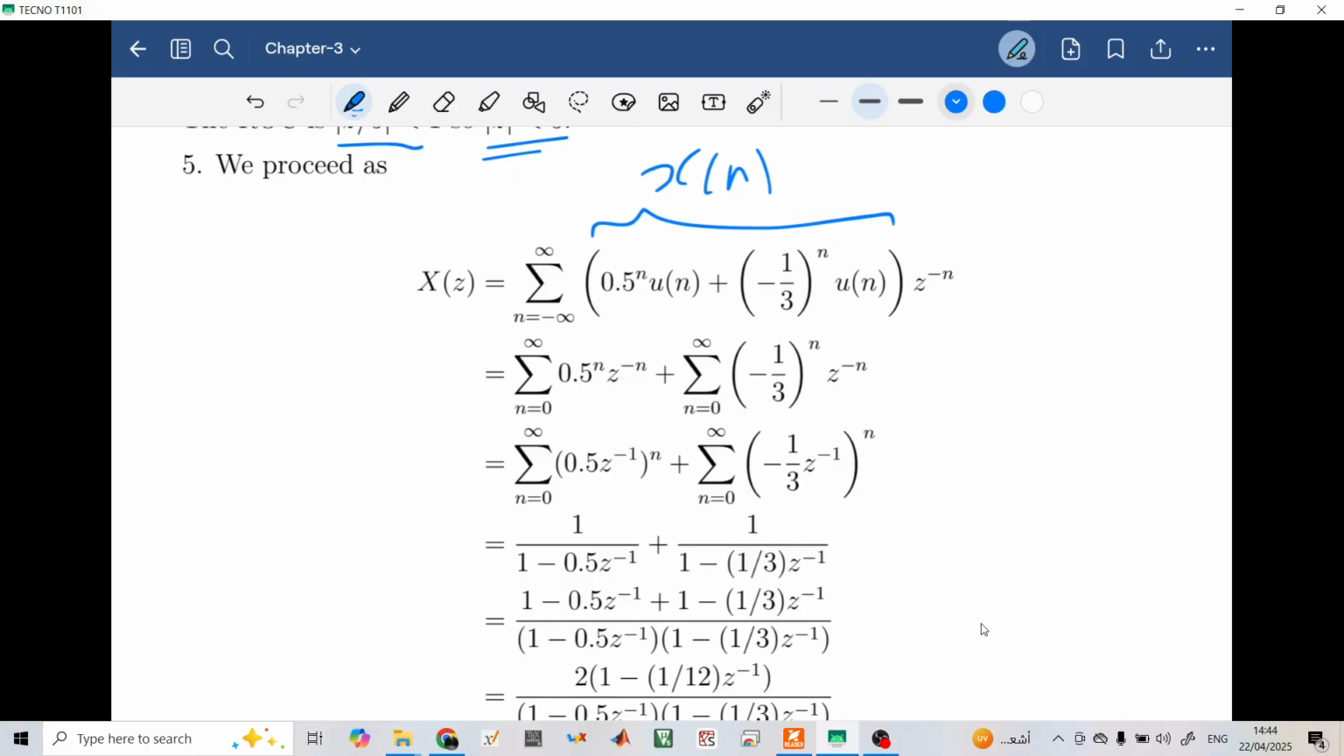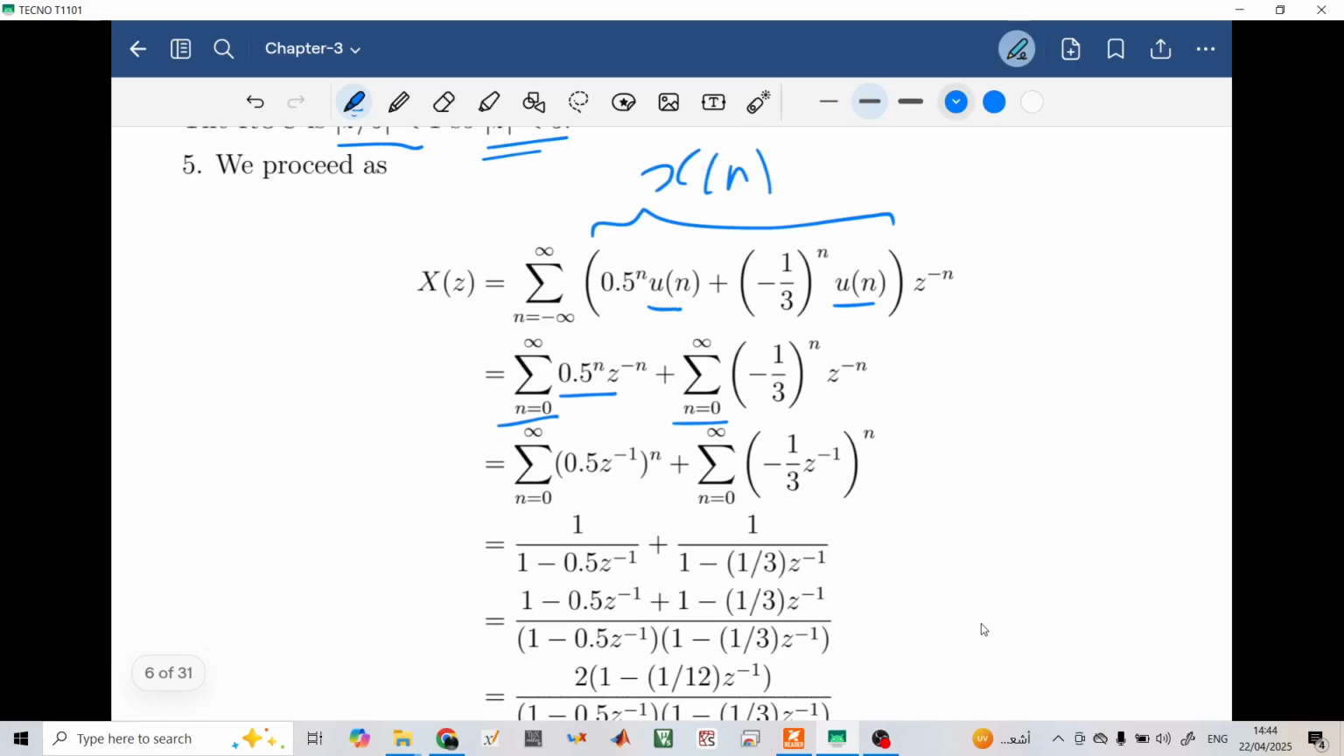Now we have a more involved, a bit more complicated sequence x of n here. The first step is to separate this single summation into two summations, right? And we are lucky here, we have this simple step function that can be used to cut the infinite series into semi-infinite series starting from 0, or the 0th term.